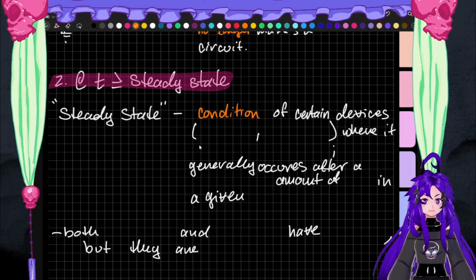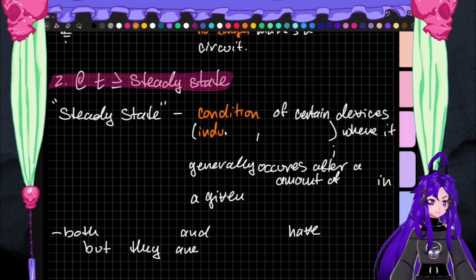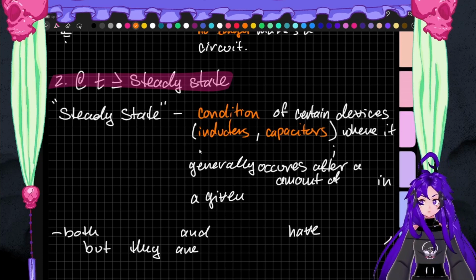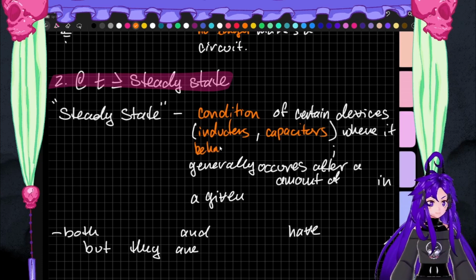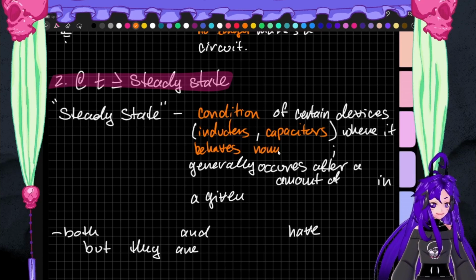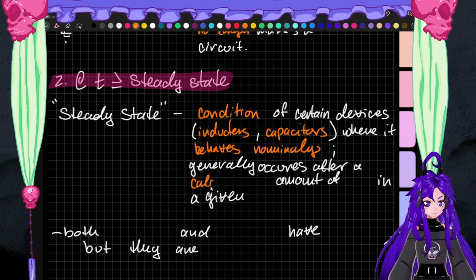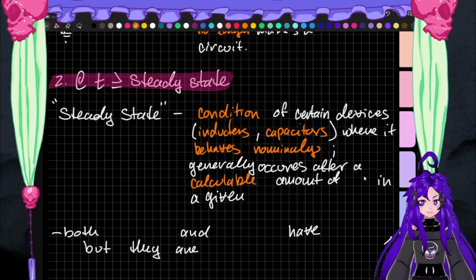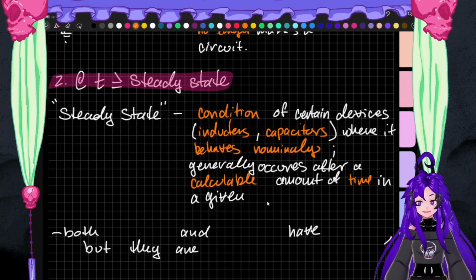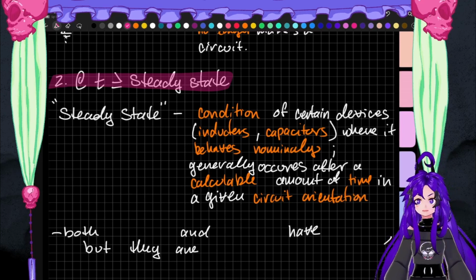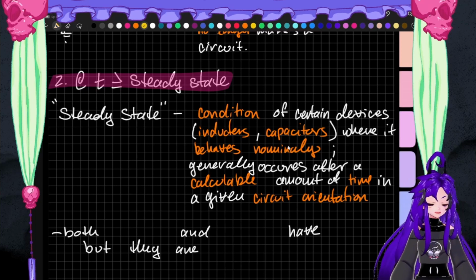It is a condition of certain devices, and by that I mean inductors and capacitors, where it behaves nominally. Okay? And it generally occurs after a calculable amount of time in a given circuit orientation. All right, let's break that down, because hoo boy, that was a whole lot of words.